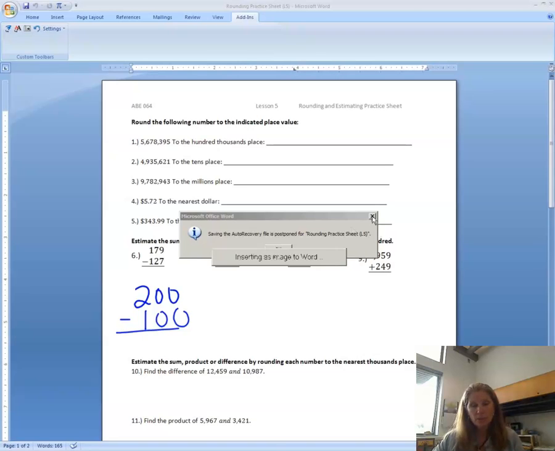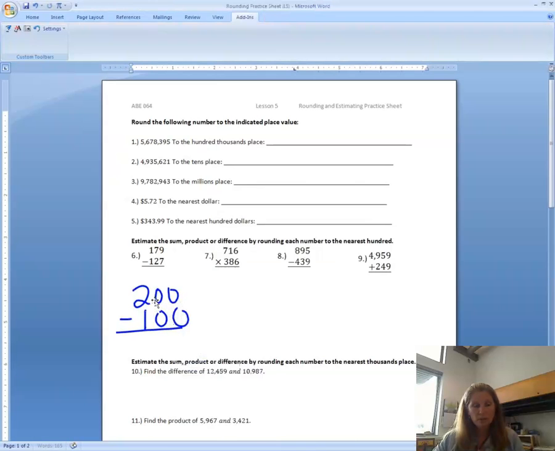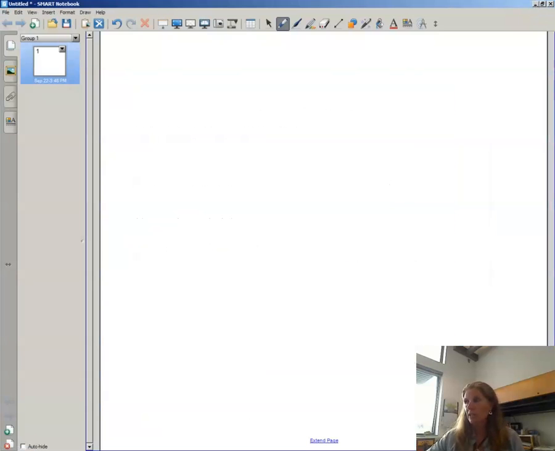I don't really want that to happen. So I'll get rid of that. I better close this so I don't do any more damage to this thing. But I just wanted to show you what that looks like.